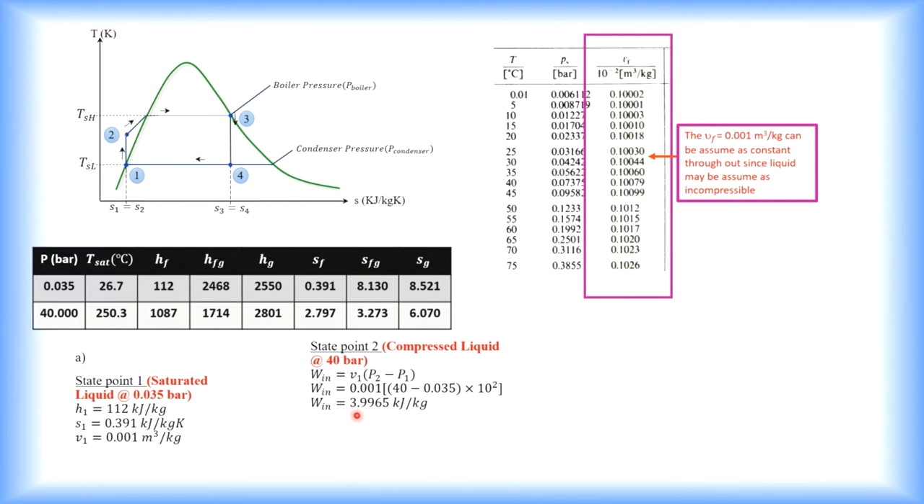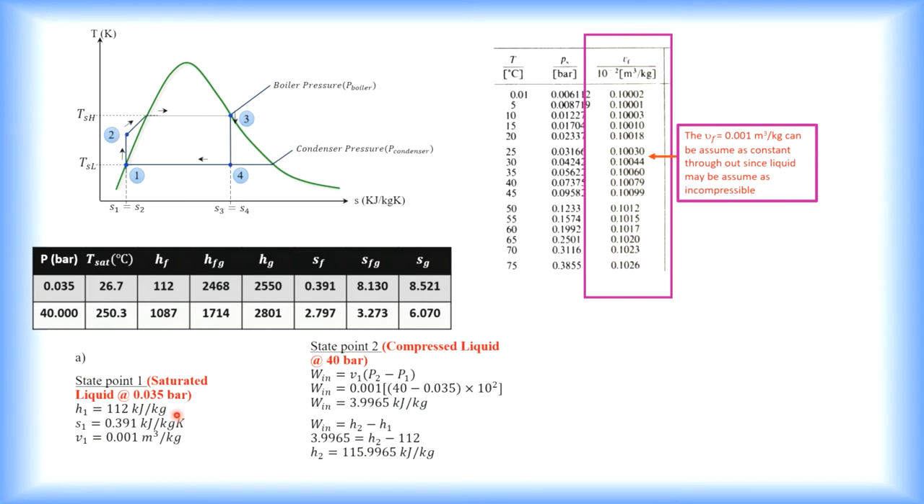But then when we refer to work input, it can also be equal to H2 minus H1. But remember, we have already got our H1. So if this value is equal to H2 minus H1, and since we already know H1, we can find out H2 based on this formula for work input for the pump. So based on that, H2 equals 115.9965, and then you can round it up so that it becomes 116.